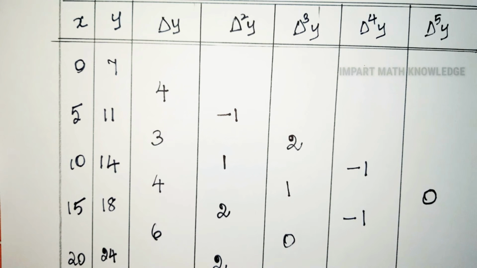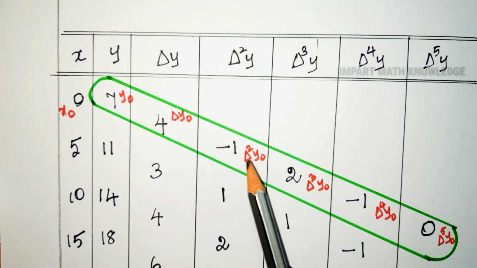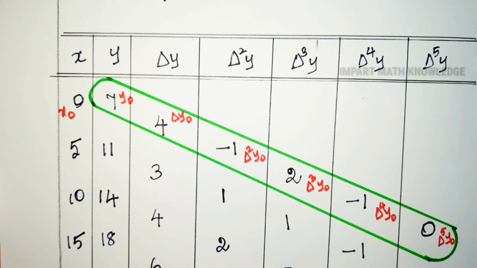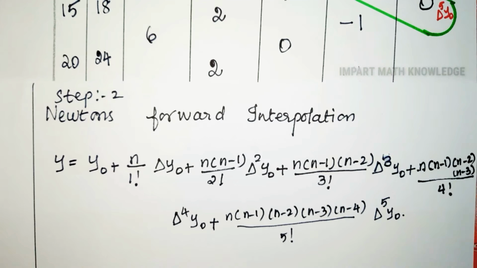For the difference table, you have to take the difference between the second and first value. This is x0, this is y0, del y0, del square y0, del cube y0, del power 4 y0, del power 5 y0. For Newton forward interpolation, we have to take these values.